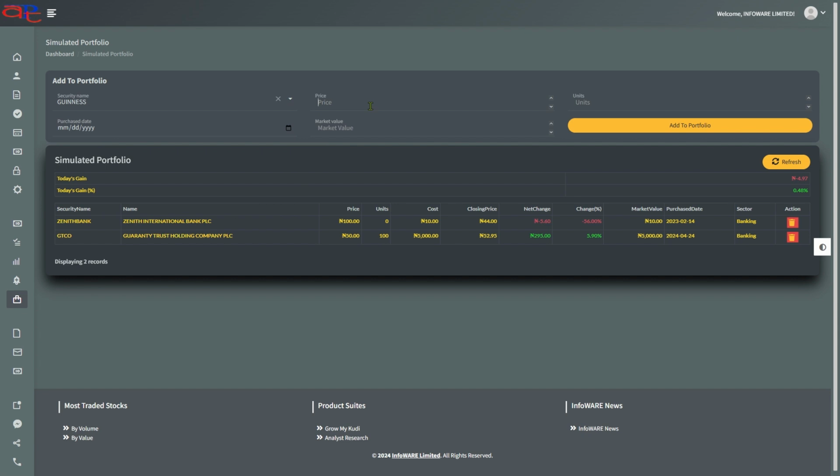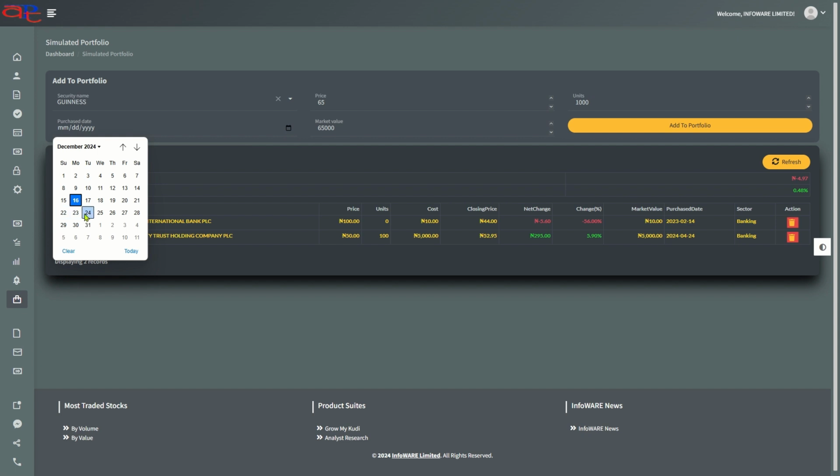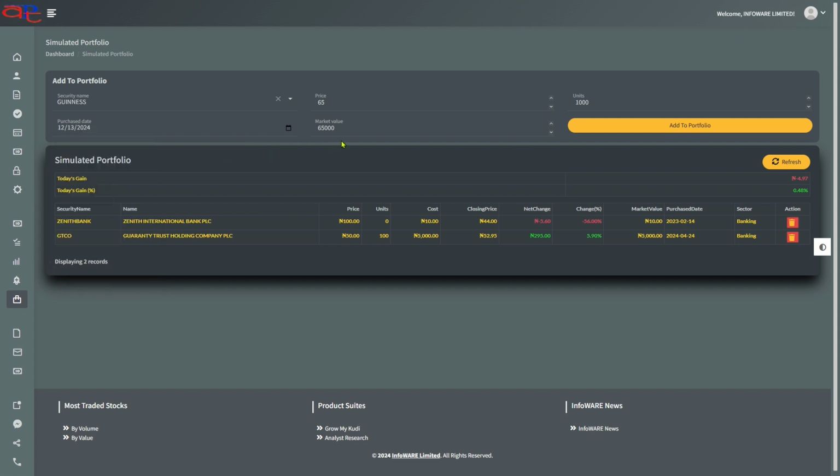You're just trying to simulate, to demo it. So let's say presently, as at last market close, the price of Guinness is 65 naira. I'm also adding it to my portfolio at that price, so 65. Then, how many units are you looking into buying? Let's say I want to simulate buying 1,000 units. Then, at what day? Let's say as at last market day, that's Friday 13th.